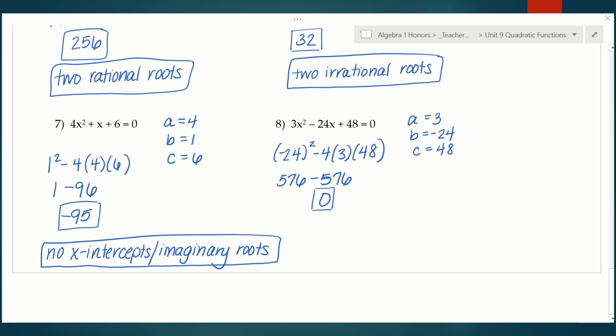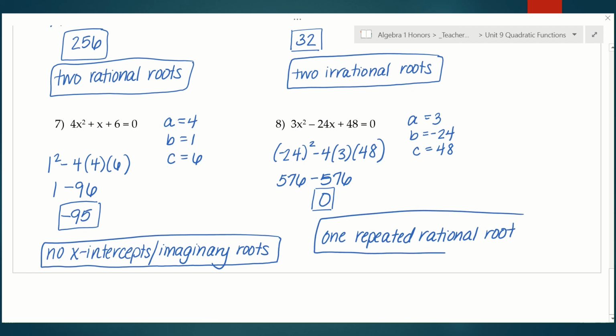All right, so when it's 0, it means there is one repeated root. And if my a, b, and c are rational, that one root is also rational. So we're going to say one repeated rational root. Okay, great job, guys.